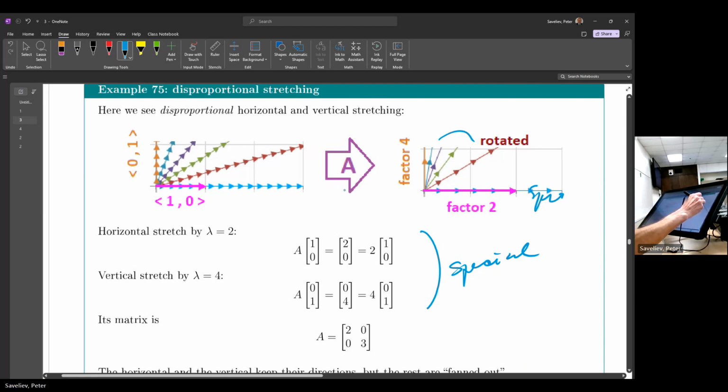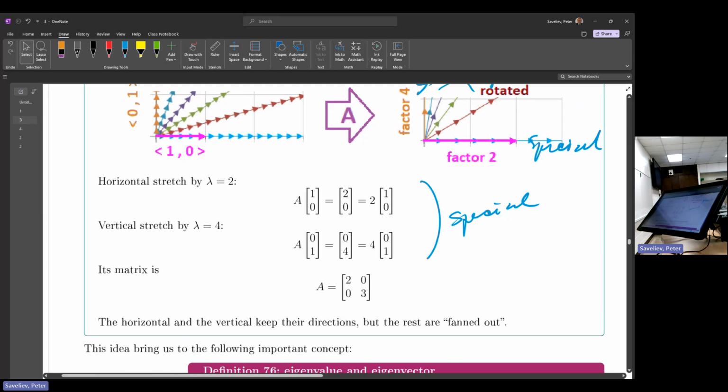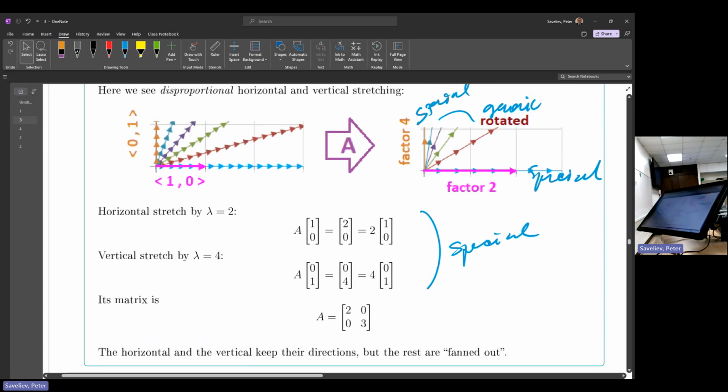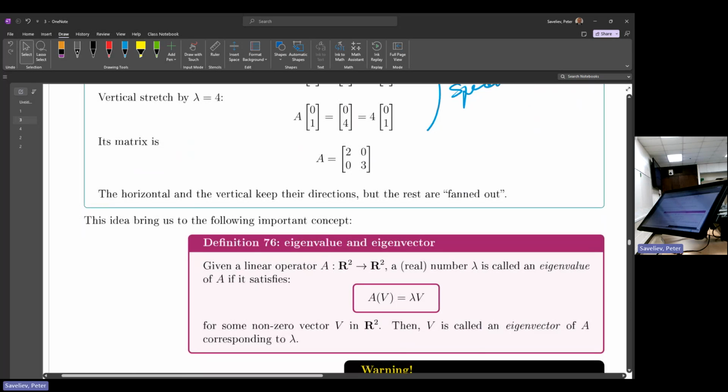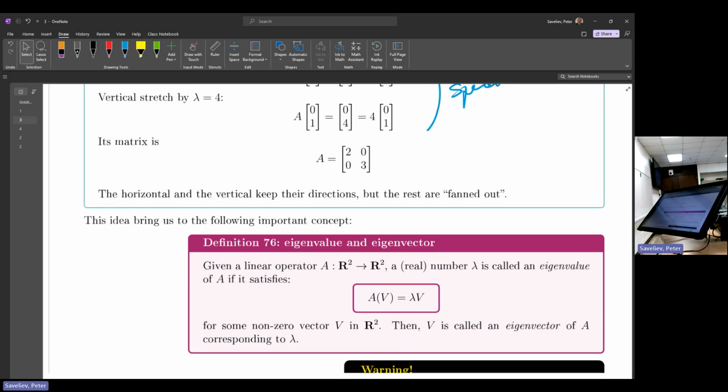So special, and these are generic. Generic meaning that they behave in a manner that is not uncommon. So they fanned out. Okay, so they show kind of almost random behavior, and the two directions are special. So they are called eigenvectors. Okay, so eigenvalue is the coefficient. Eigenvector is that vector that is being stretched by the operator. So every operator has, hypothetically, eigenvectors.